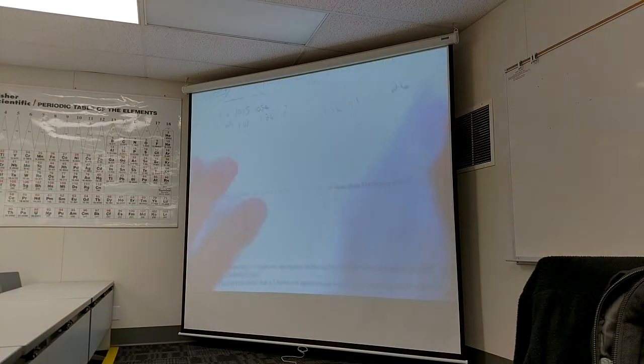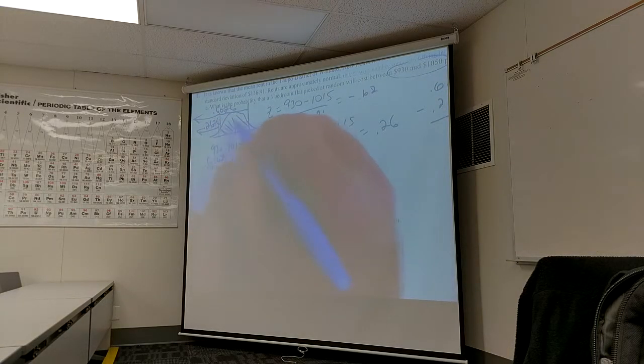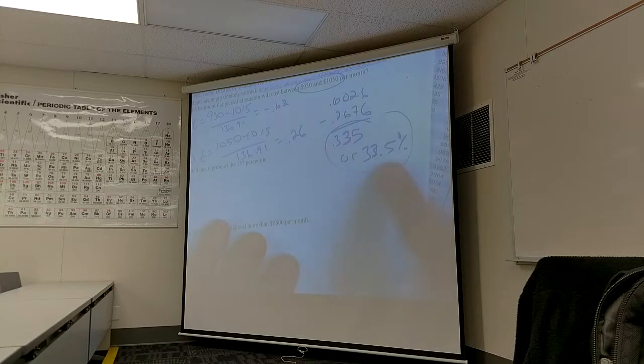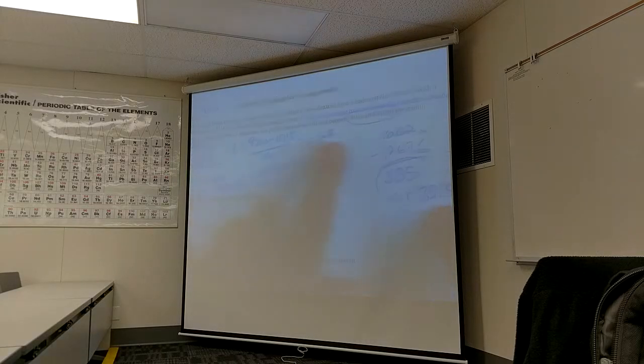neat number things happening. So then if I do 0.6026, that's too much. If I subtract off 2676, I'll end up with exactly the area I want. And then what do you get when you subtract those things? Was it 335? Yep. Or 33.5% chance. So how do I really interpret this? 33.5% of people living in this area pay between $930 and $1,050 a month in rent.